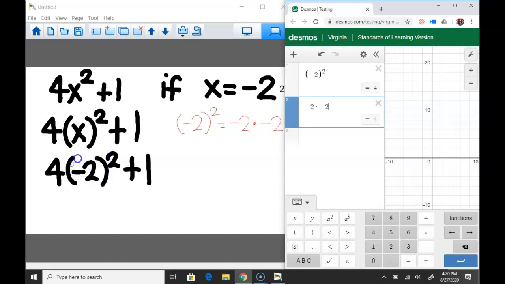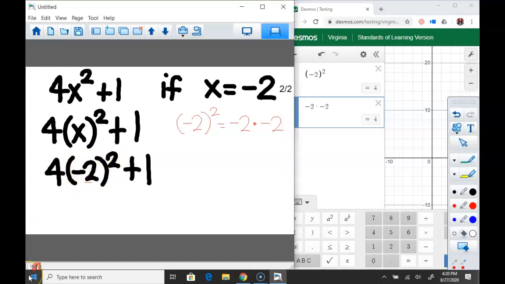When you type this exponent into your calculator, you have got to use those parentheses or you will get the wrong answer. All right? So -2 squared, we got +4, so this is going to become 4 times 4 plus 1.